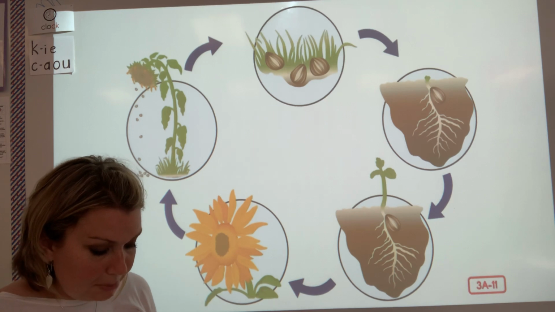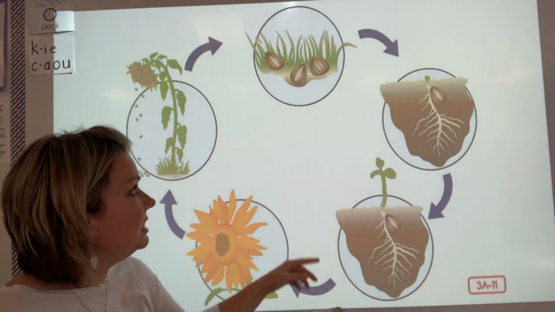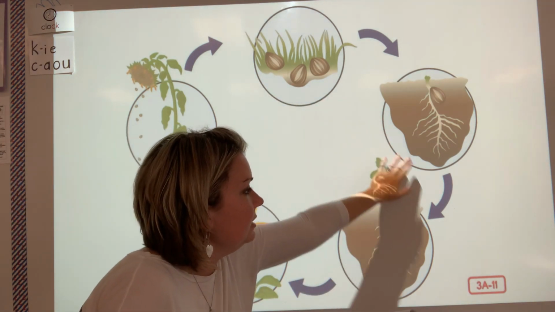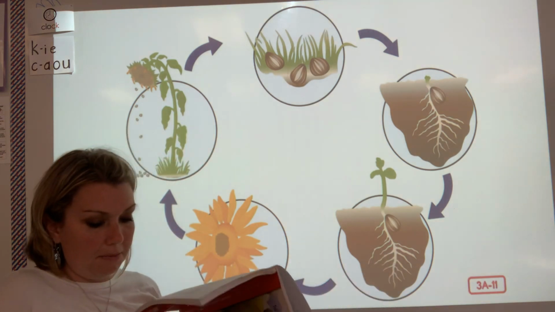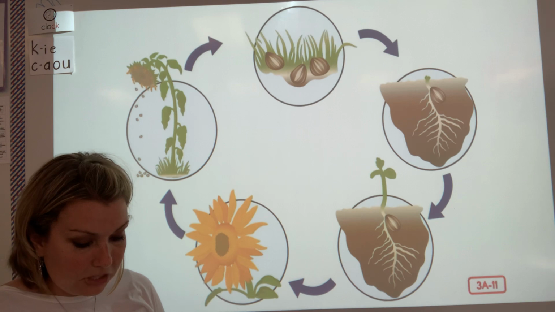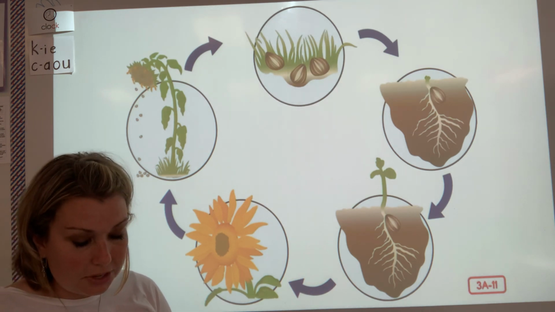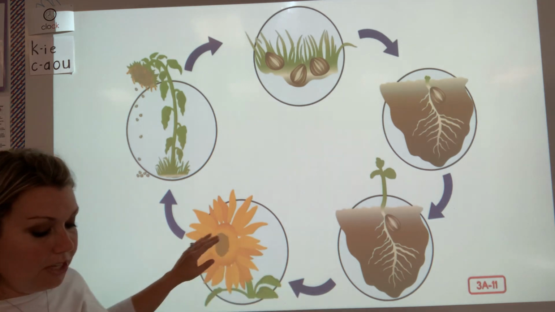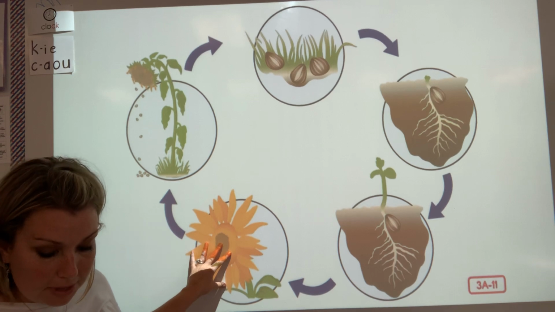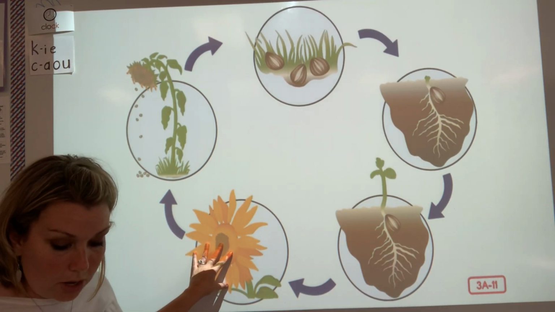A new plant begins when the sunflower germinates and sprouts to become a seedling. So you have your seed, it germinates, sprouts to become a seedling. If the seedling receives the right amount of water, nutrients, and light, then the plant will continue to grow. Eventually, the plant will become mature or grown up and make more sunflower seeds from which new plants will grow.